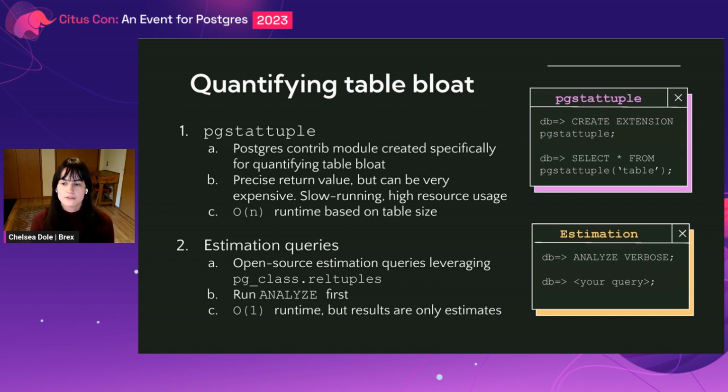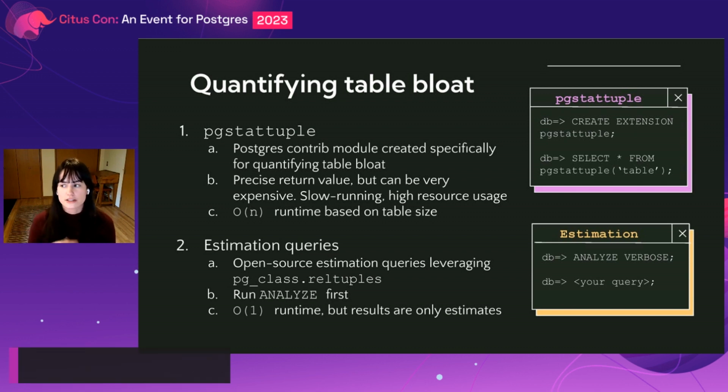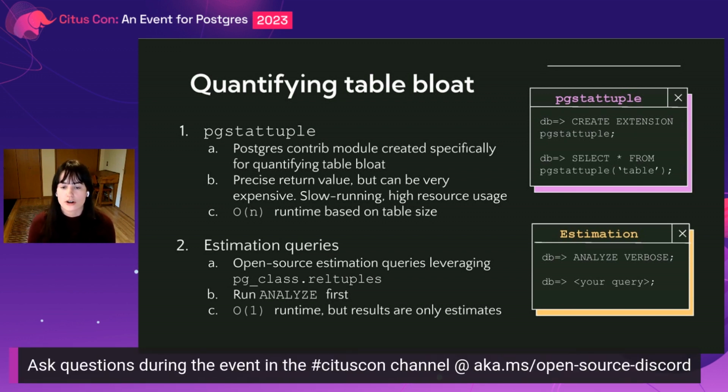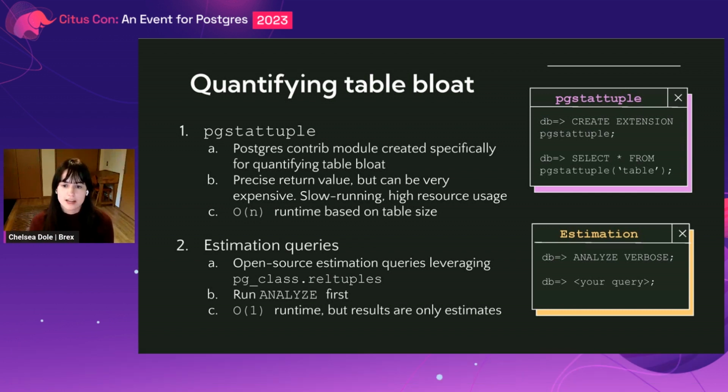Quantifying table bloat can be done in basically 2 ways. The first one is using an extension, or rather a Postgres contrib module created specifically for this purpose, or another one similar. Using pgstattuple will return the precise value of your bloat. It will return how many pages are being used for active or live tuples versus dead, turn it into a percentage, and return other related stats. However, it can be very slow running and use lots of resources because it has to do a sequential scan over every page, and it can't use indexes because it's actually looking at the pages. So we'll have O(n) runtime based on table size.